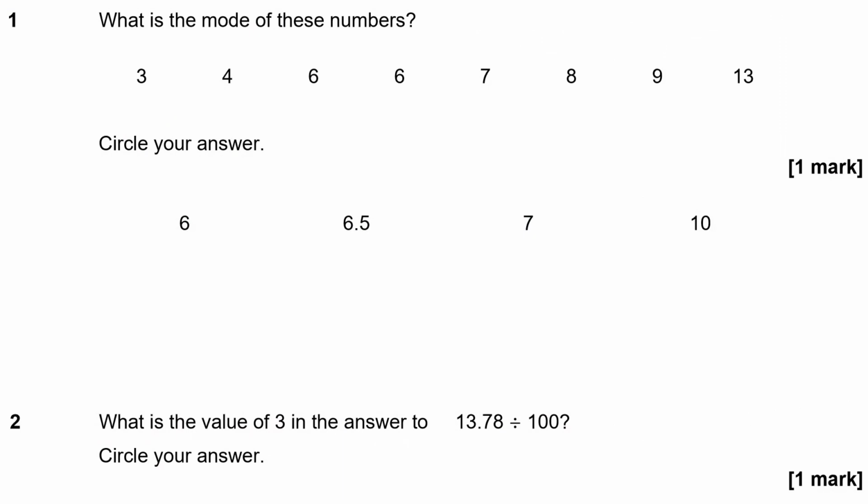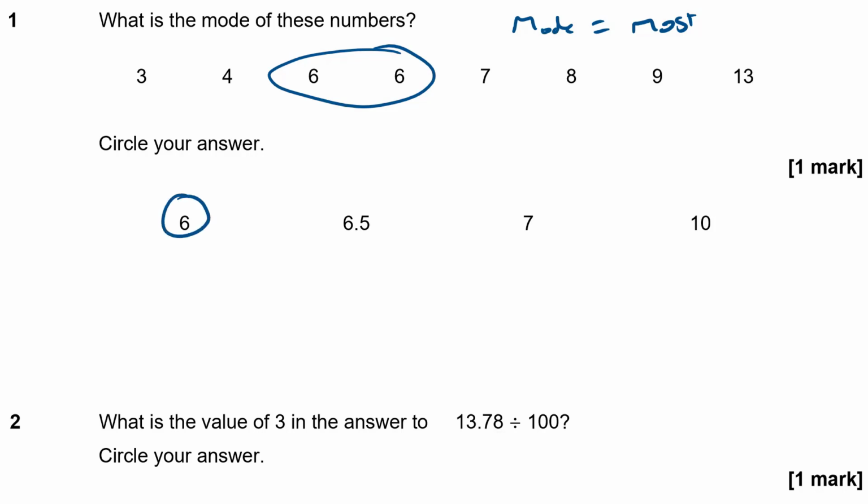What is the mode of these numbers? Now, mode means most, and you can see we've got two sixes here, and all the other numbers there's only one of. So there are more sixes than any other number, making 6 the mode.